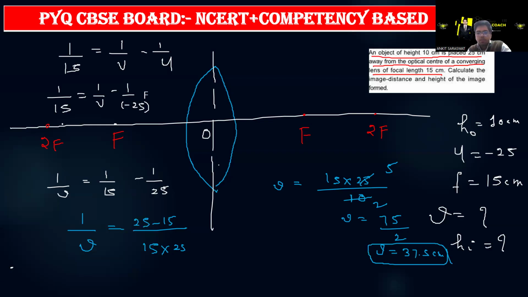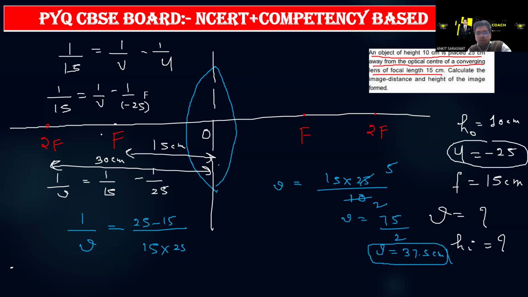It is common sense also. If you check here, focus, this is focal length 15 centimeter. Twice of that, it is 30 centimeter, up to here 30 centimeter. Our object is placed, u is minus 25. Minus 25 means object is here. It is 25. So object is placed in between focus and center of curvature. So image is always real, inverted and magnified.